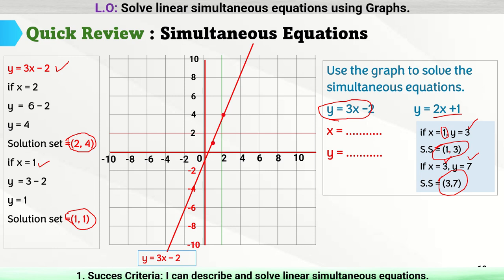Now let's draw the graph. So 1 and 3. This is 1, here is 1, and here is 3. So my first point will come here, you can see here. And the second point is 3 and 7. So this is 3 and this is 7, right? 3 and 7. Now I will see the point at which both of these lines are intersecting, and the point is this one.